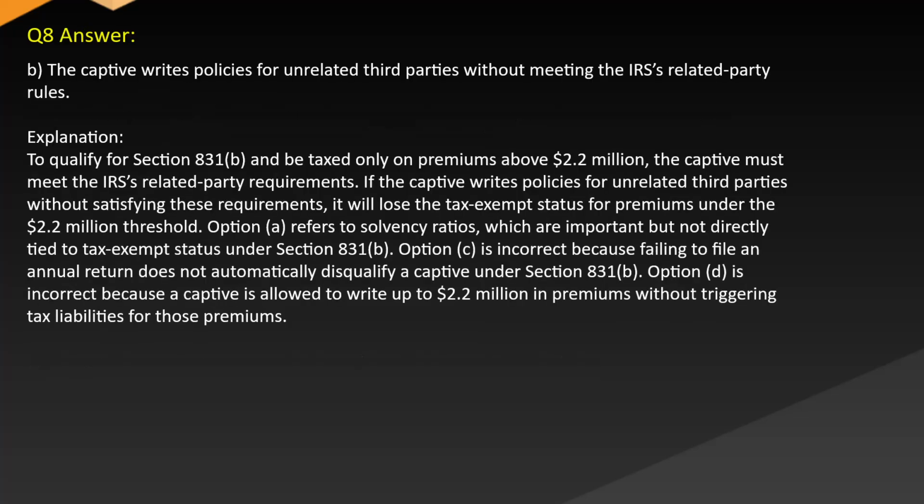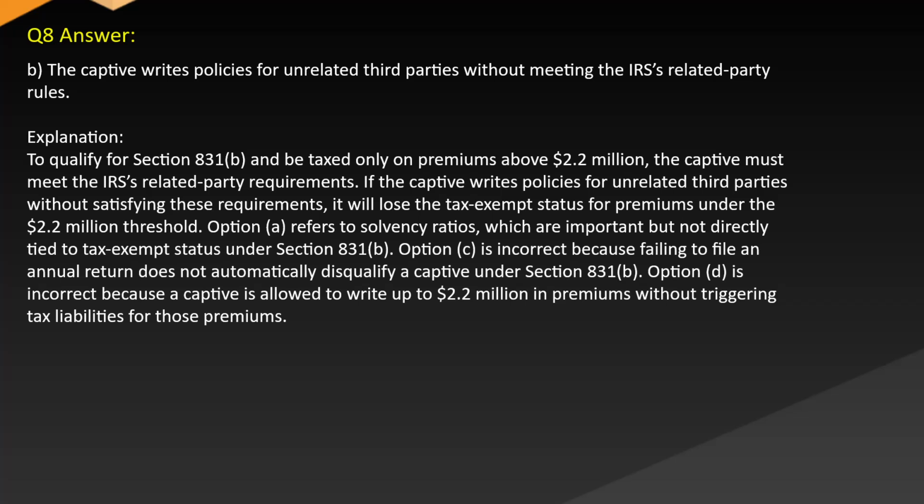Answer: B. The captive writes policies for unrelated third parties without meeting the IRS's related party rules. Explanation: To qualify for Section 831(b) and be taxed only on premiums above $2.2 million, the captive must meet the IRS's related party requirements. If the captive writes policies for unrelated third parties without satisfying these requirements, it will lose the tax-exempt status for premiums under the $2.2 million threshold.